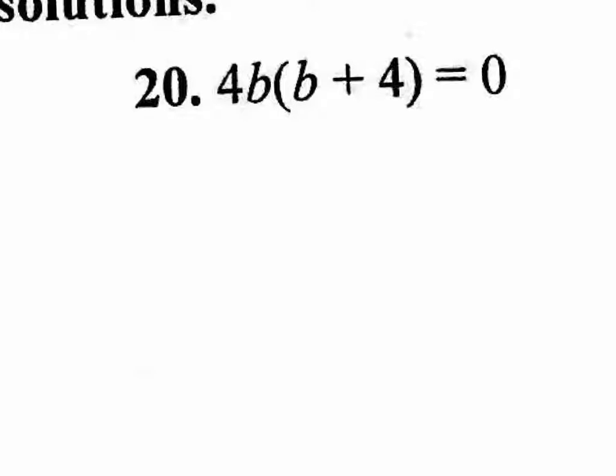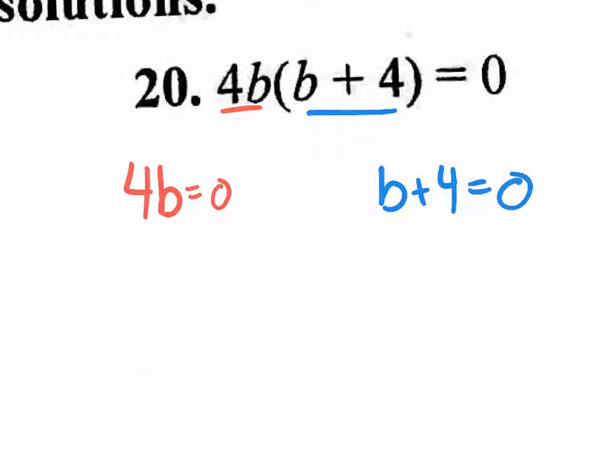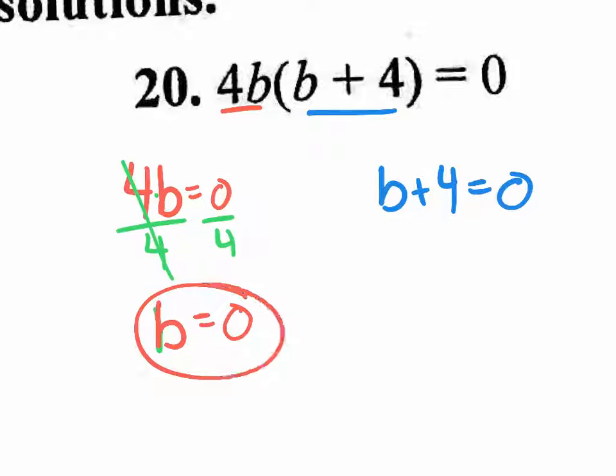So splitting it, I will have 4b equals 0. And then I'll have b plus 4 also equal to 0. And you solve both of them. On the first equation, you have 4 times b, so you have to get rid of it by dividing by 4. And we should know that 0 divided by 4 is 0. That's one answer. And over here, when you subtract 4, you end up with b equals negative 4.